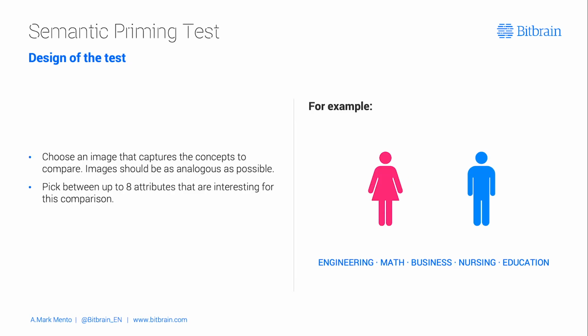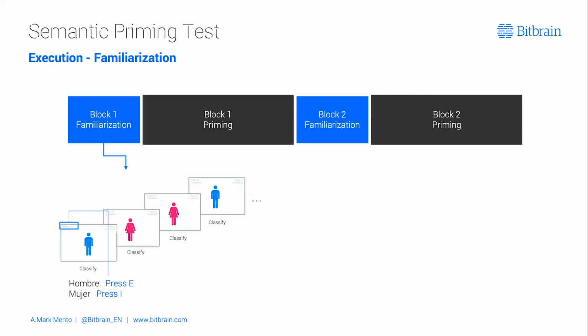So to set up this test, we're going to define two images that clearly represent the two concepts we're comparing, in this case male and female, and then we're going to choose several attributes that we're interested in comparing in those two concepts. In this case, it's going to be engineering, math, business, nursing, and education. The test has 4 blocks. 2 of these are familiarization blocks used so that the participants get used to the dynamic of the test. For the first one, the participant has to classify our pink or blue images into men by pressing E and women by pressing I. And from familiarization block 2, it's the other way around: men I and women E.